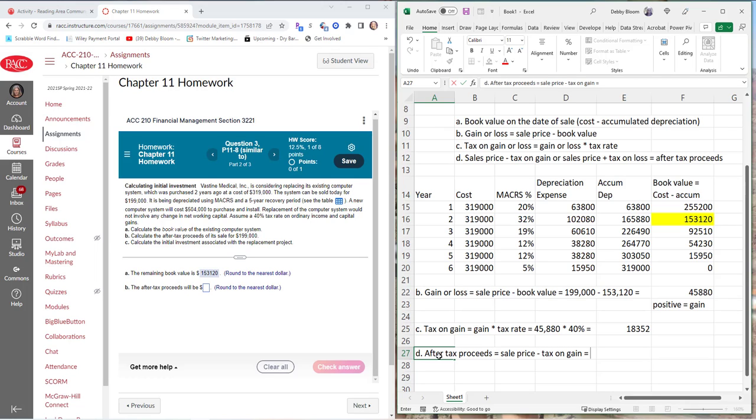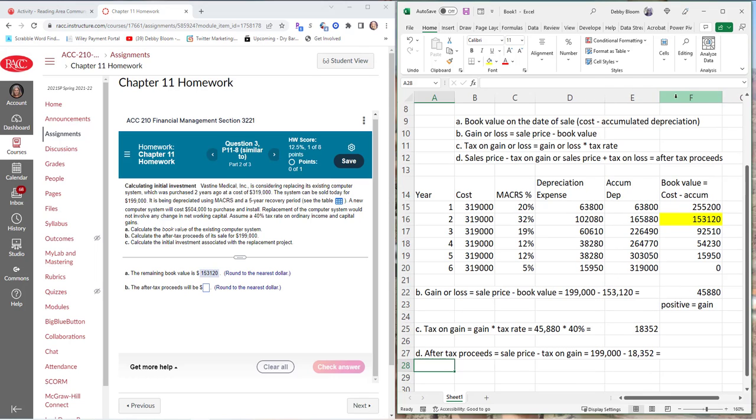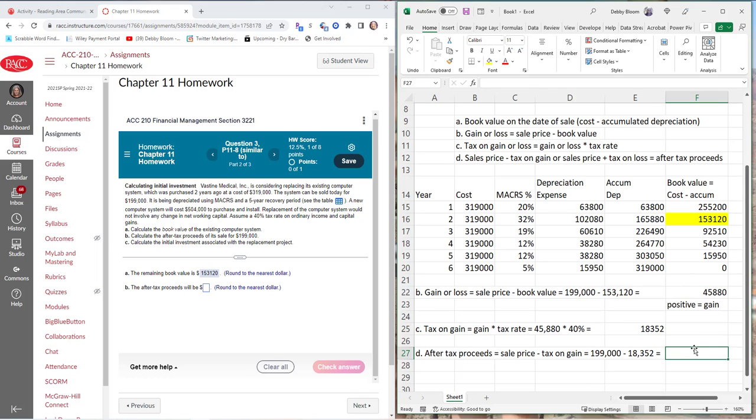So in this case, we're going to get $199,000 when we sell the machine, but we're going to have to pay $18,352 in taxes on that sale. So we want to make sure that we have everything included, not only the sale price, but the tax on the sale. So if I take the sale price, $199,000, and subtract that tax, $18,352, I come down to my after-tax proceeds, 180,648.